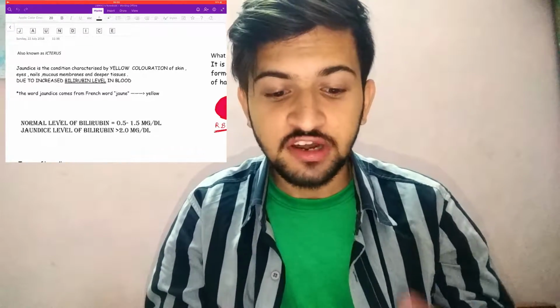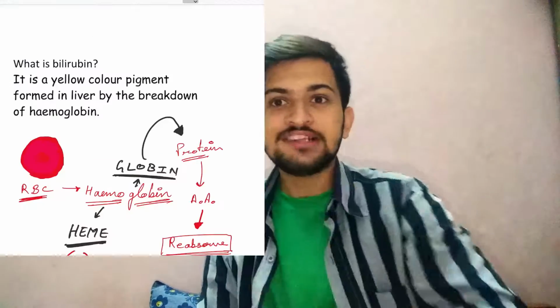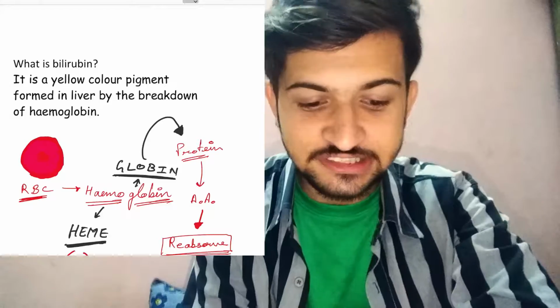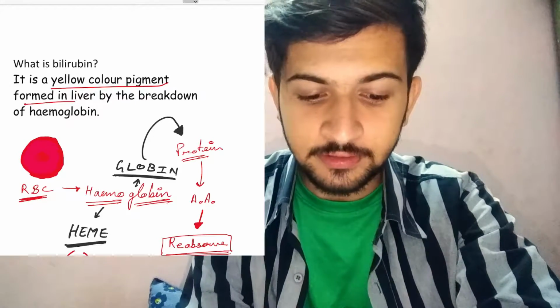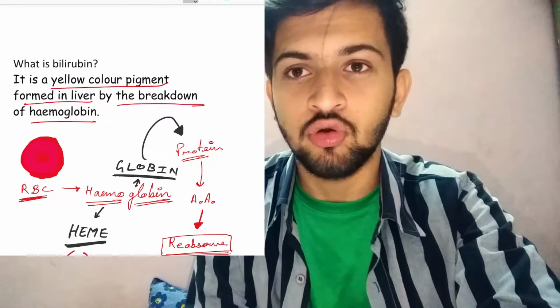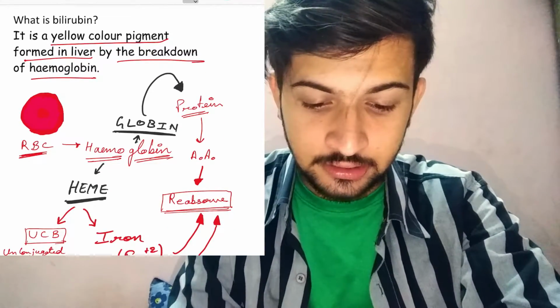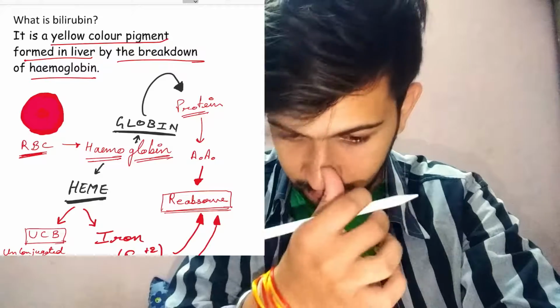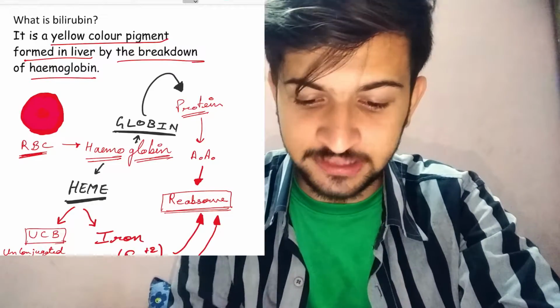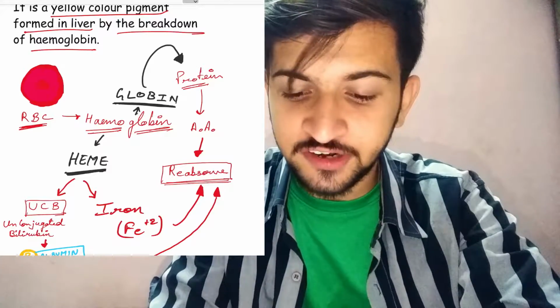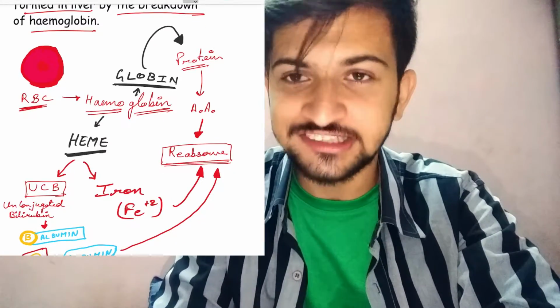So the question that comes to our mind is, what is bilirubin? It's a yellow color pigment. Bilirubin is a yellow color pigment formed in the liver by the breakdown of hemoglobin. Our RBC contains hemoglobin. It has two parts, heme plus globulin parts. The globulin part contains protein, and protein is further converted into amino acids, and amino acids are reabsorbed.